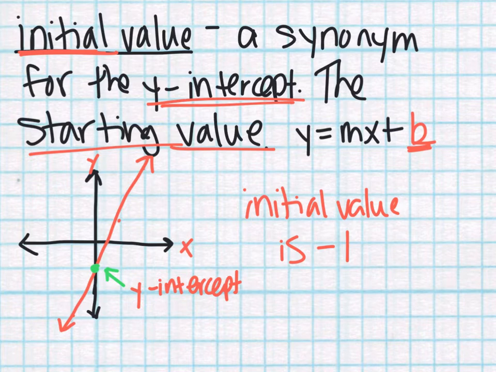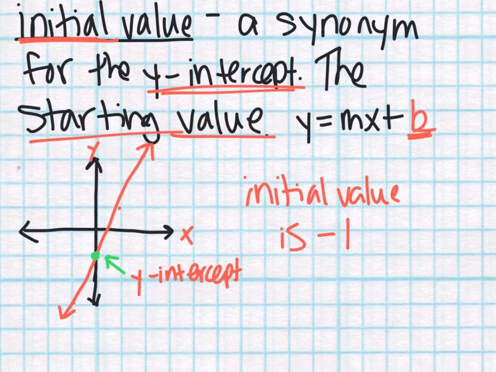Or maybe this is a scenario where you start and you owe $1 to somebody, and then every day you're going to pay off $2. So that could be just a random scenario that would fit. You owe $1, so that's why you're at -1. And we go from there. So let's now talk about rate of change.